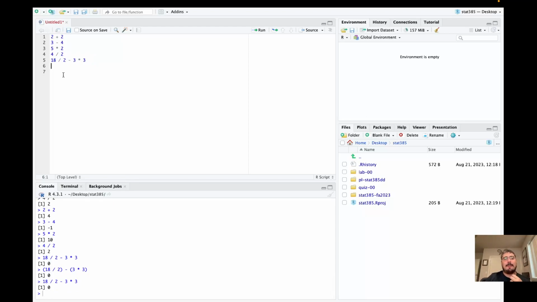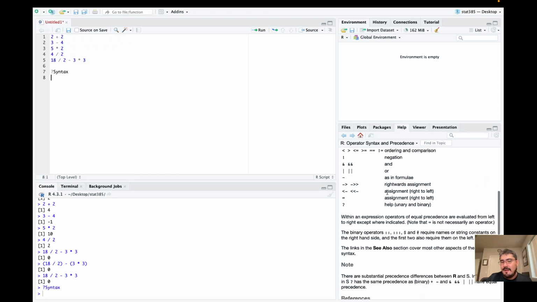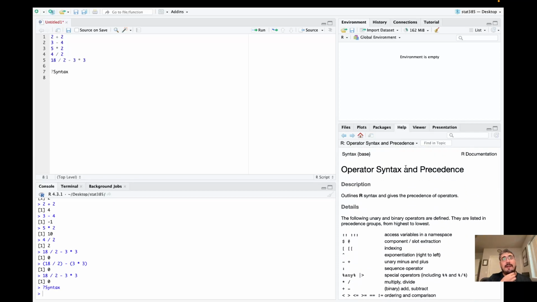And to see an exhaustive list of ordering of all of the operators, we can run the question mark syntax. So question mark here is a built-in way for R, or you would tell R, that you want more information on a particular function or concept. And if it's built in, then we can see it. So I'm going to run this, and then you can see that in this panel, R switched over to the help panel, and you can see descriptive information on syntax and operator precedence.